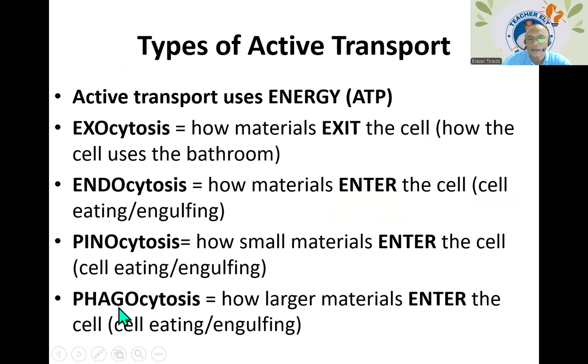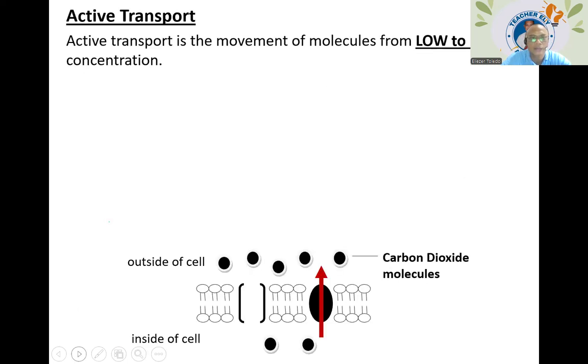Phagocytosis. Phago is larger, entering the cell, cell eating. Pino is, there is an overlapping on this one. Pino, in my idea, is cell drinking, while phago is a lot bigger, called cell eating. Pinocytosis and phagocytosis, both of course require engulfing the material.